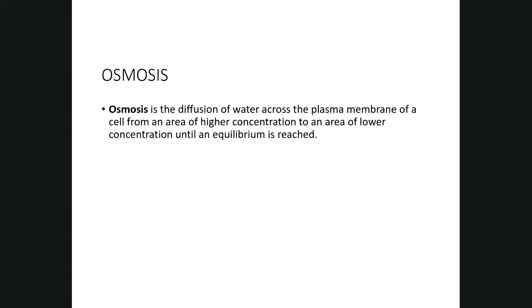And then we also have another term, which is osmosis. Osmosis is a special term for diffusion of water across the plasma membrane. So osmosis is just another word for a special kind of diffusion, right? So osmosis is just the transport of water across the plasma membrane of a cell, right? And the water will move into the cell if there is a higher concentration of water outside the cell than there is inside the cell.